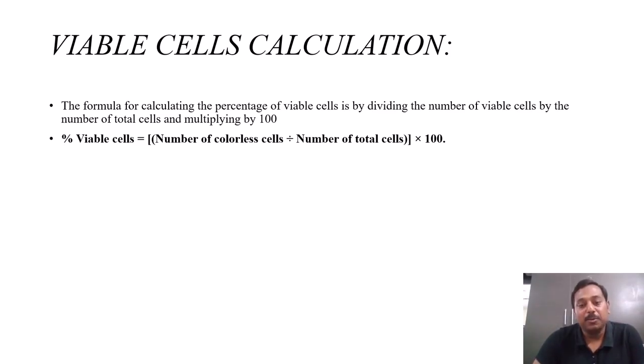So when you're making the count, you have to count the colored cells, which are the damaged or dead cells, and the colorless cells separately. When you do that, you can apply it to this formula. So percentage viable cells is equal to the number of colorless cells, which are actually the viable cells, divided by the total number of cells. Here you add both the colored cells as well as the colorless cells, and this should be multiplied by 100 because viability is always given as a percentage.